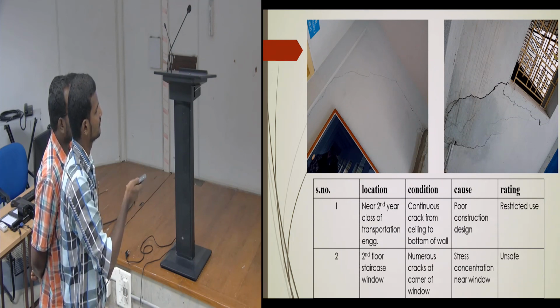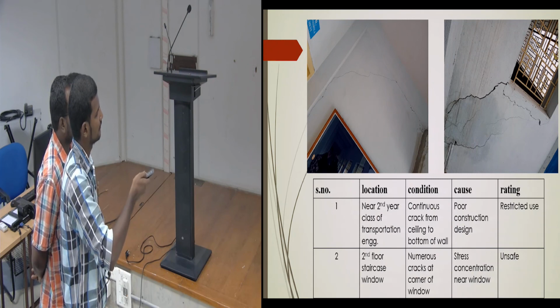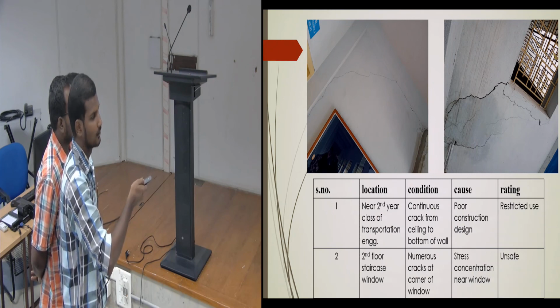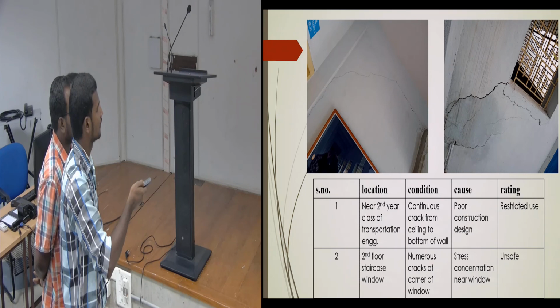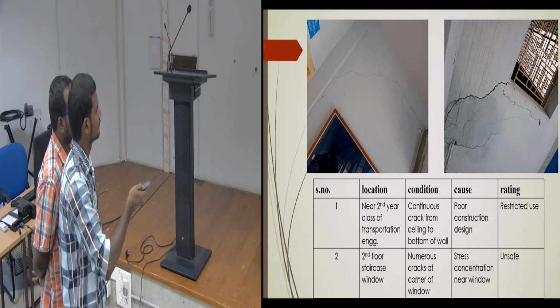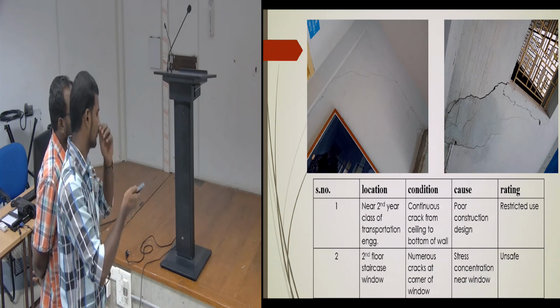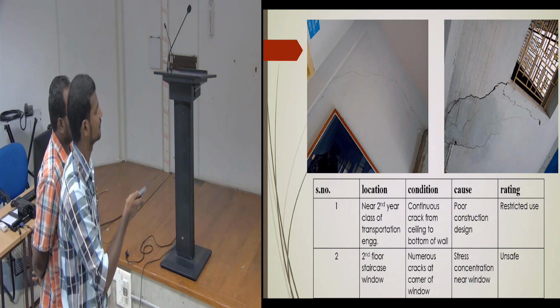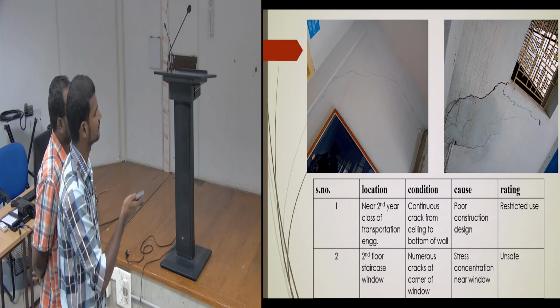And this is the staircase inside, and this is the outside wall. So yeah, there are n number of cracks here. So most probably this is due to stress concentration near the window. So again, this is unsafe.